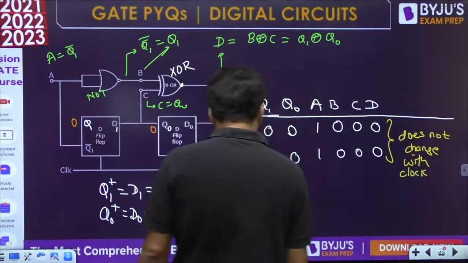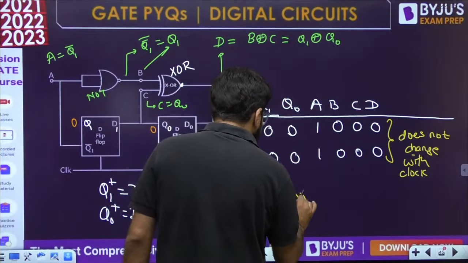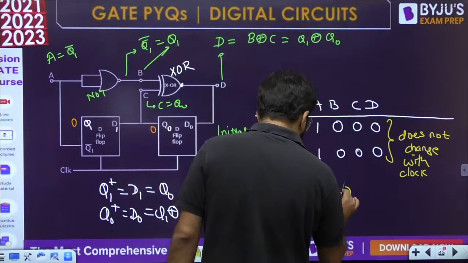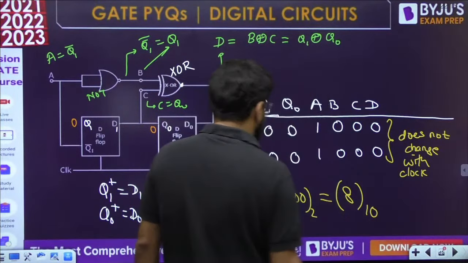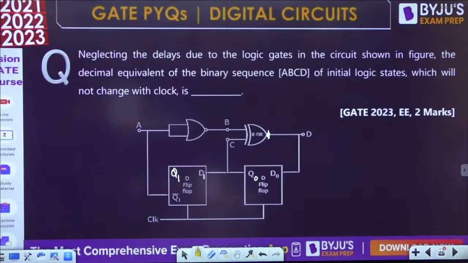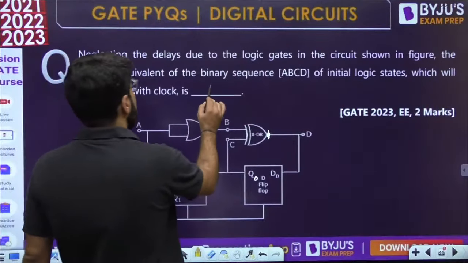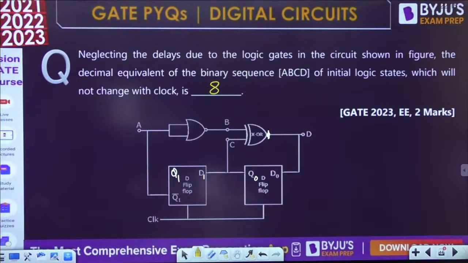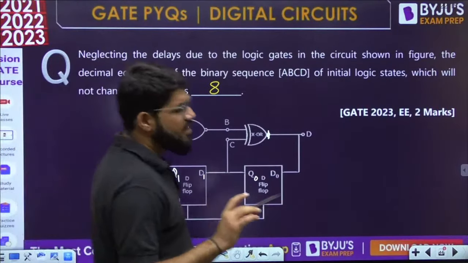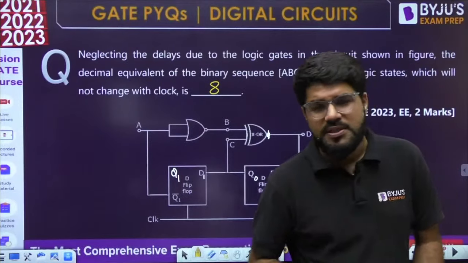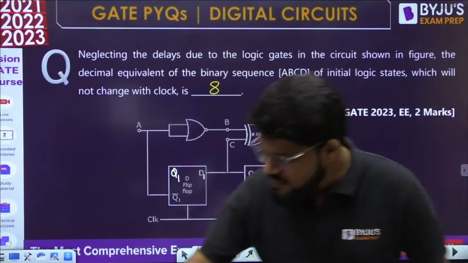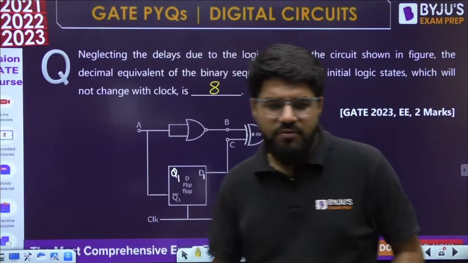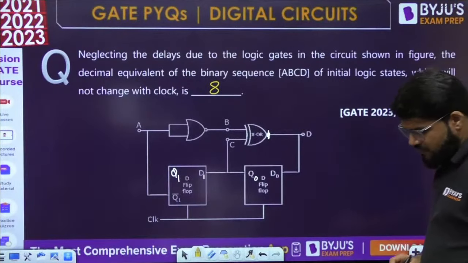Okay, right. So I want the decimal equivalent of it. This is the binary and we know that it is 8. It is the number 8 in decimal. 1000 is 8. So what is the answer? The decimal equivalent of that binary sequence, which does not change with the clock, is 8. Actually it is 1000, but since decimal was asked, I have called it 8.